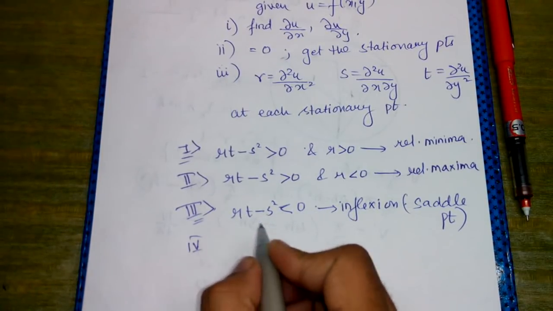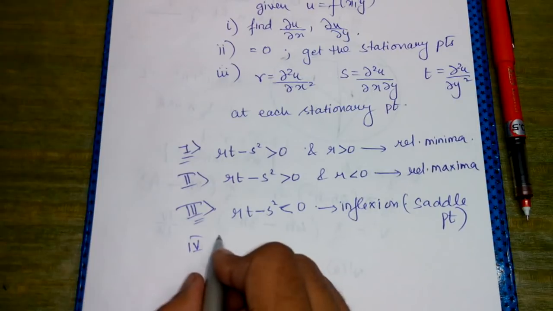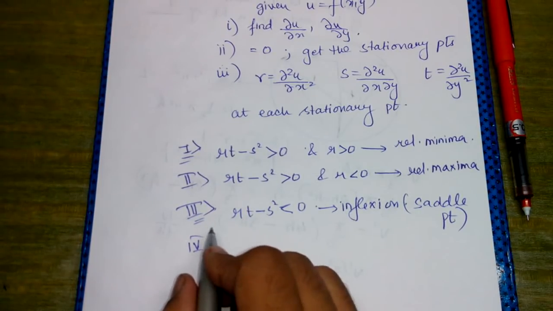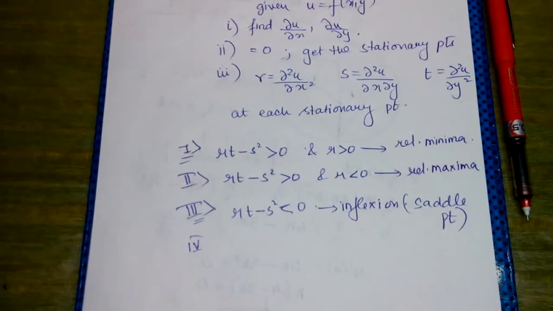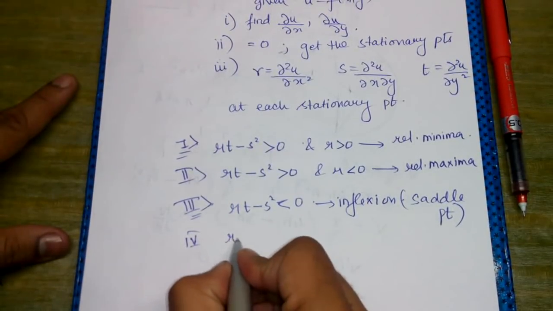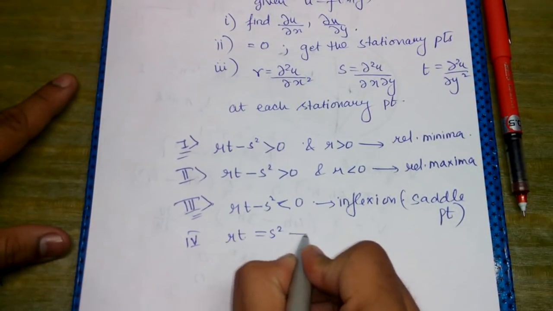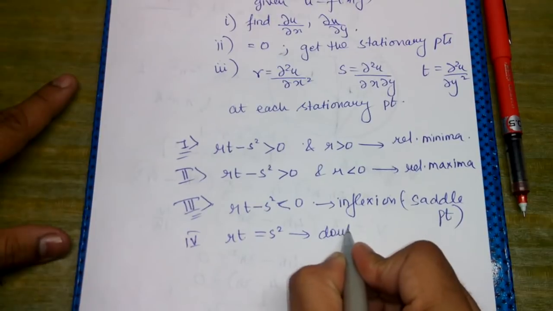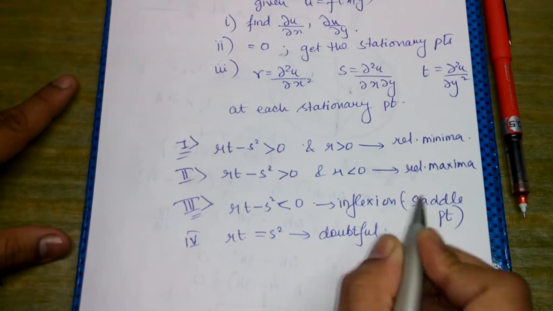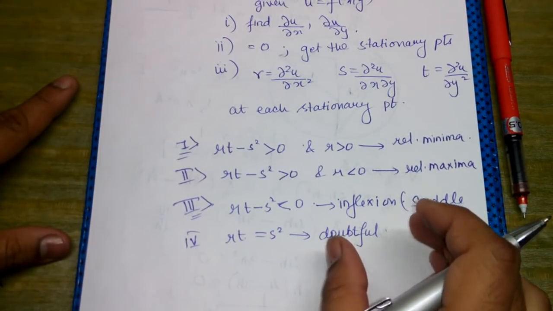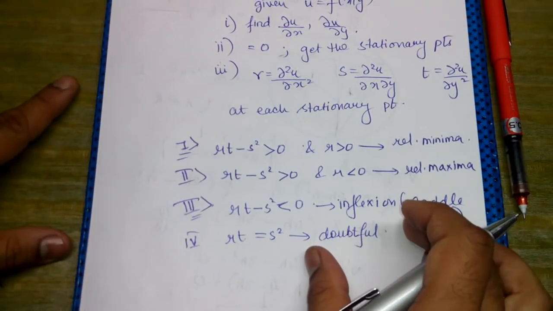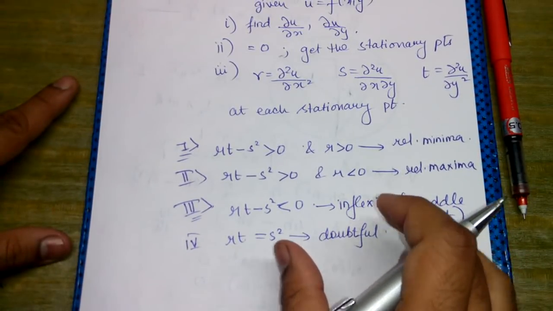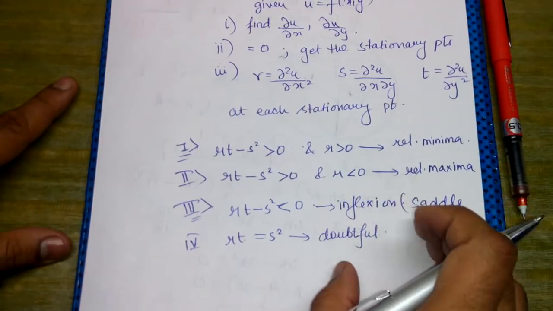Fourth: if rt minus s square is 0 at a stationary point, then no conclusion can be drawn. Here, if rt is equal to s square, this is a doubtful case, and investigation is needed to determine whether f of xy is actually going to be a maximum or minimum.